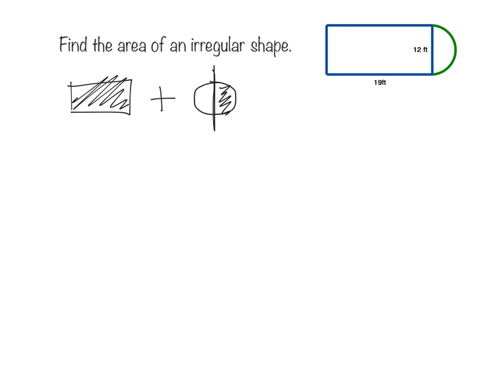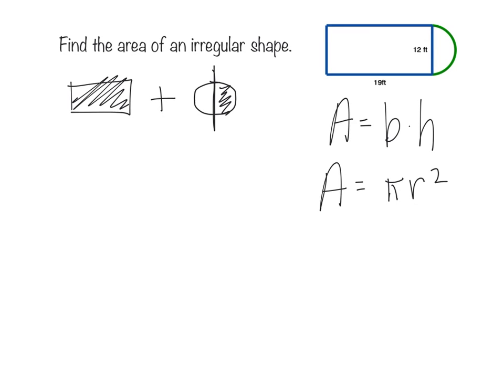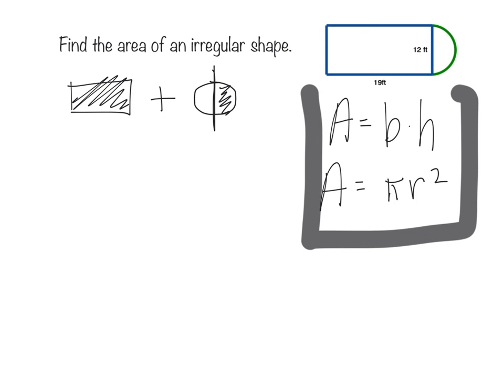Next thing I want to do is I want to write down my formulas. So the area of a rectangle is base times height, and the area of a circle is pi r squared. So I need these two formulas to help me through this problem.